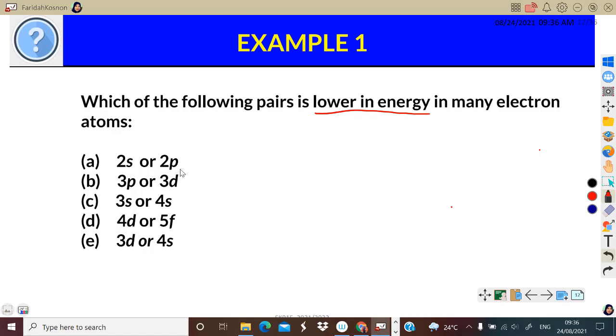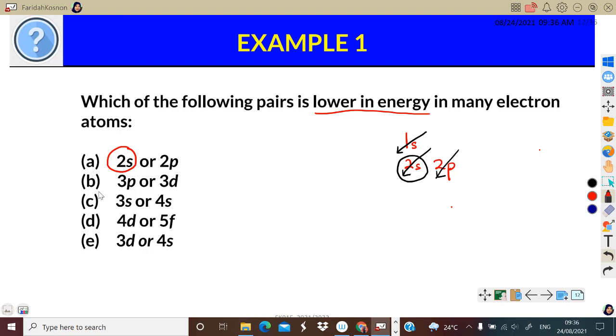Which has lower energy. Katakanlah awak tak teringat, awak boleh je sketch kat mana-mana orbital filling pattern suggested ataupun illustrate by Aufbau principle lah. So kalau you tengok kat sini, first kita akan isi 1s. After that kita akan isi 2s first. Kita isi 2s terlebih dahulu, baru kita isi 2p. Kenapa kita isi 2s dulu? Sebab 2s has lower energy. So for A, the answer is 2s.